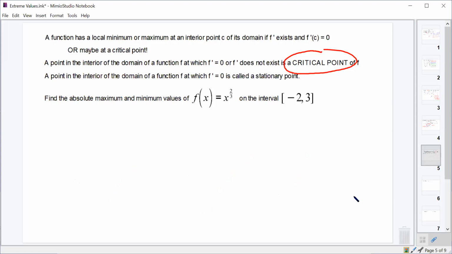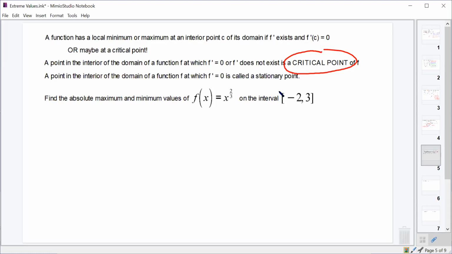So when I ask you to find local maxes and mins, or even absolute maxes and mins, you're going to have to check all of the critical values and see which one is a max and which one is a min, or they may not be either. It just depends on the problem. Okay. This little note down here that a place where f prime equals 0 is called a stationary point. That's not super important. Just know that places where the derivative is 0 or where the derivative does not exist are called critical points. Good?